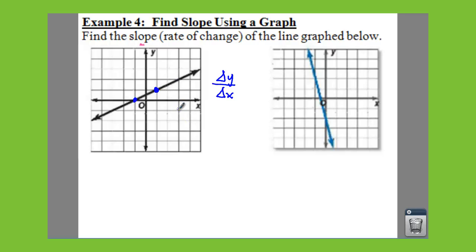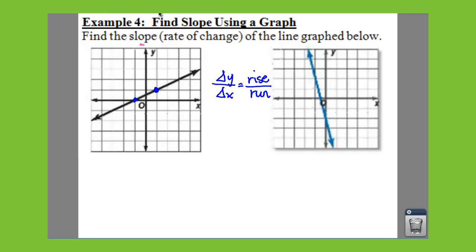Keep in mind that if your line is going up from left to right, then your slope is positive. If it's going down from left to right, then it's going to be negative. So let's look at our rise. The other thing to look at here is you might remember rise over run.